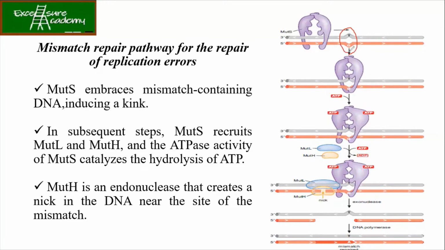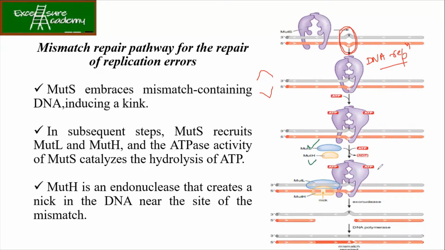Now what happens is that MutS will go and start scanning the DNA. As soon as your DNA replication is done, MutS will come and start scanning the DNA. Now once it is scanning, wherever this kink, this bulge, is present, it gets detected by MutS. Once MutS detects it, it is going to recruit your MutL and MutH. Can you see here? It is going to recruit your MutL and MutH.